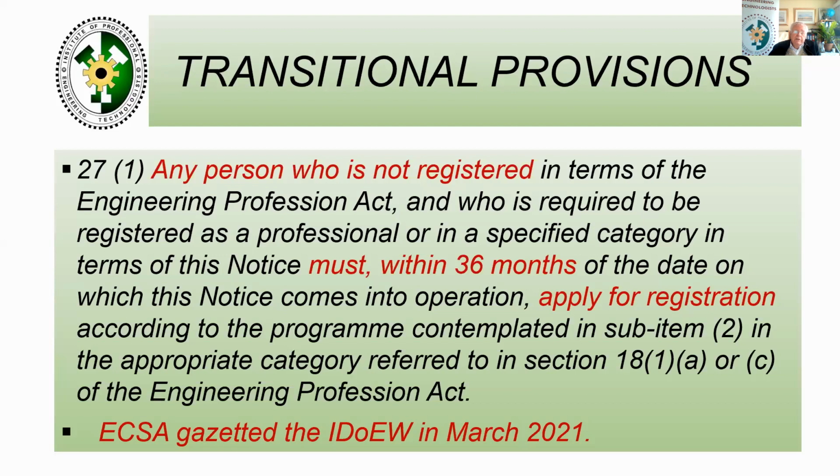Now, ECSA promulgated the identification of engineering work on, I think it's the 21st of March. The date is earlier in the presentation, but it's in March 2021. In other words, everybody doing any engineering work, including academics and people working for the government and for municipalities, must then register with ECSA in the appropriate category within the next 2.5 years, because we're already half a year away from March.